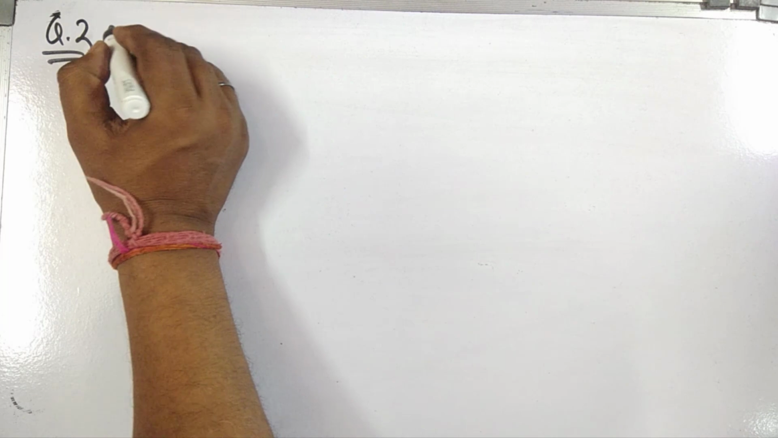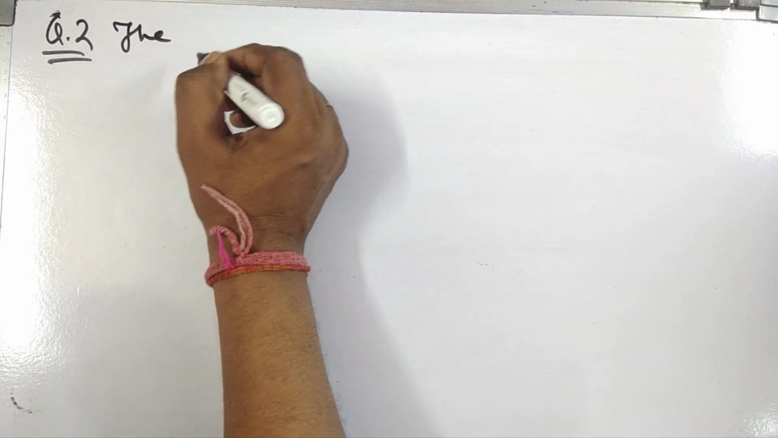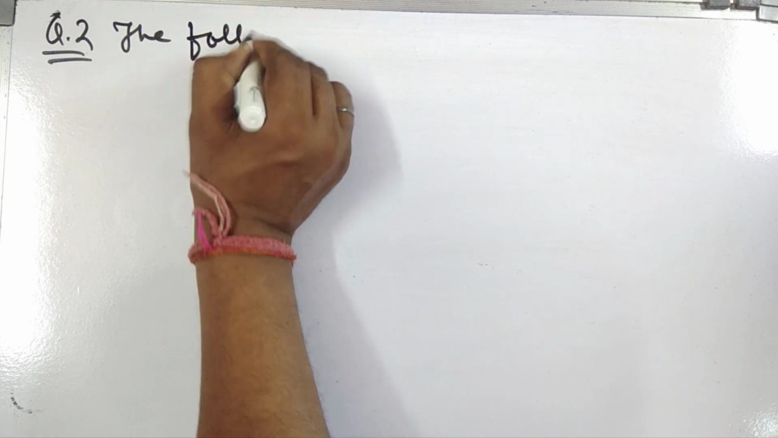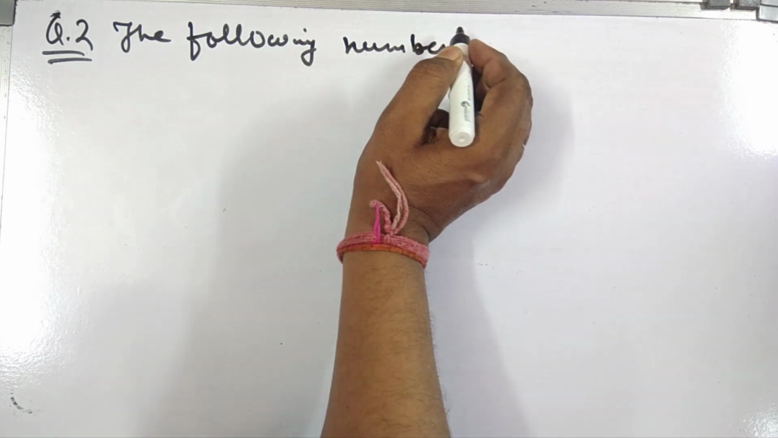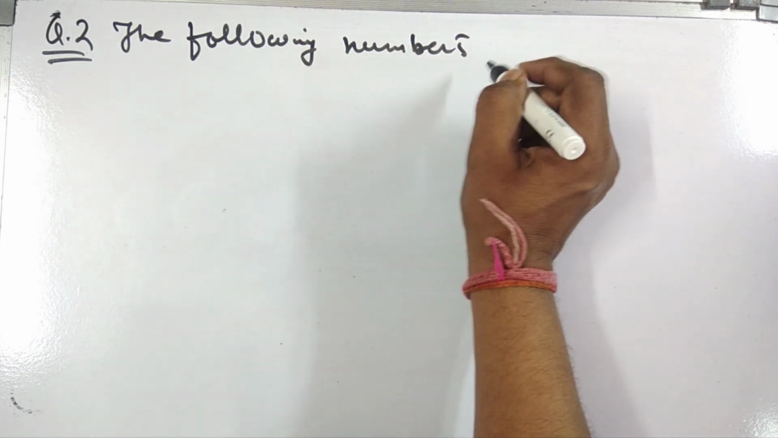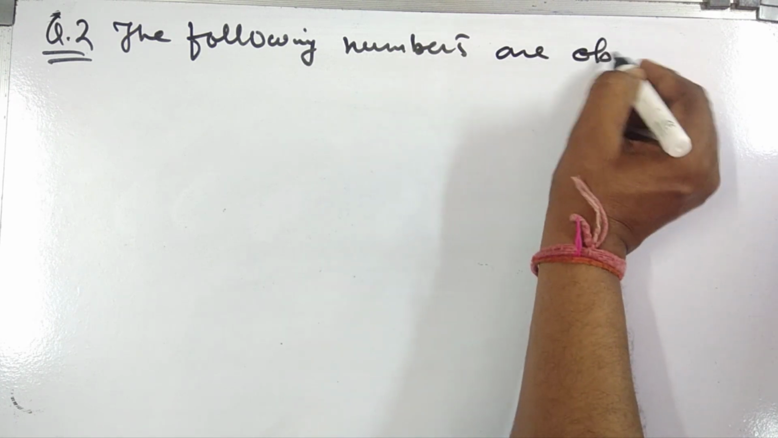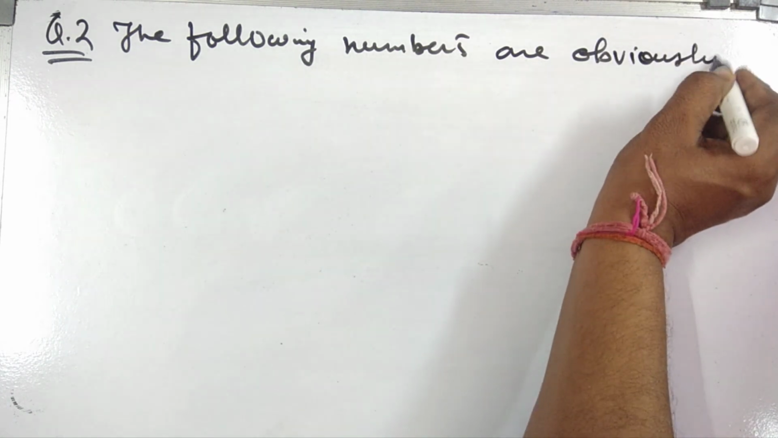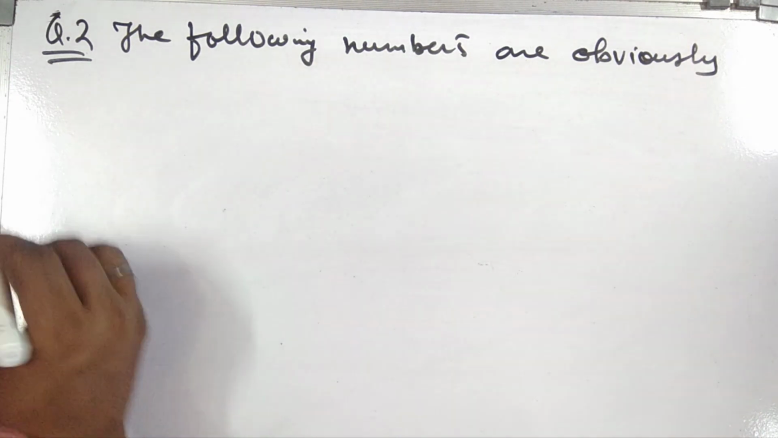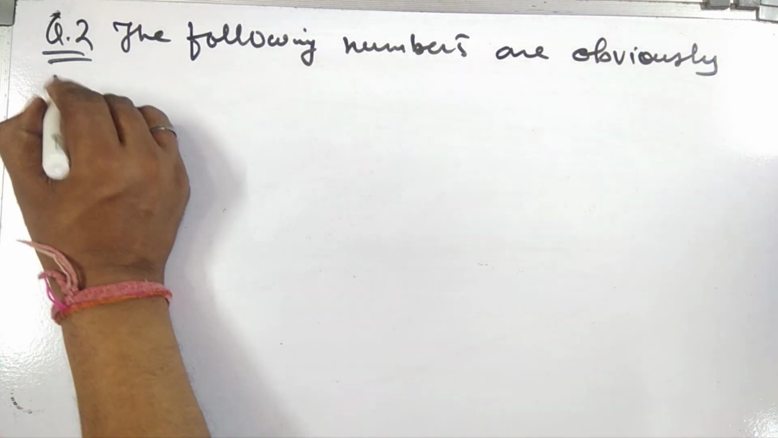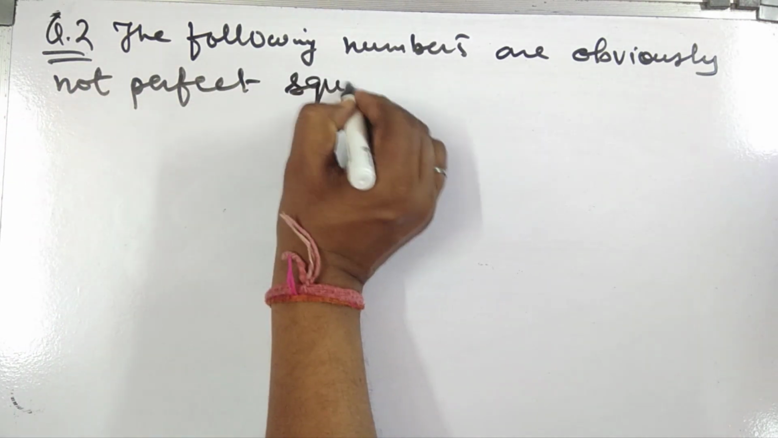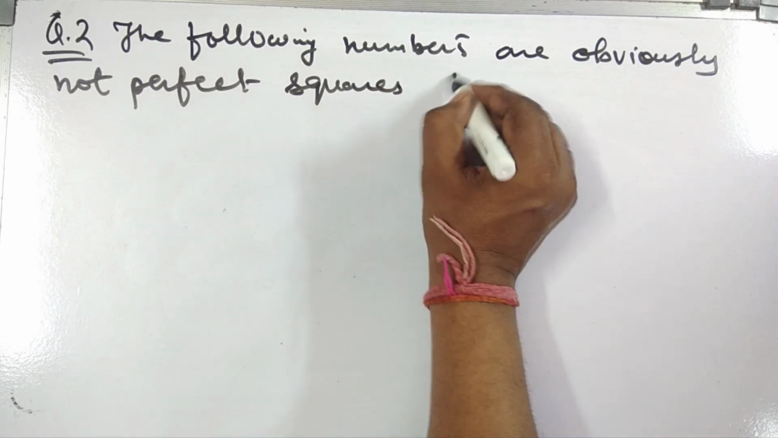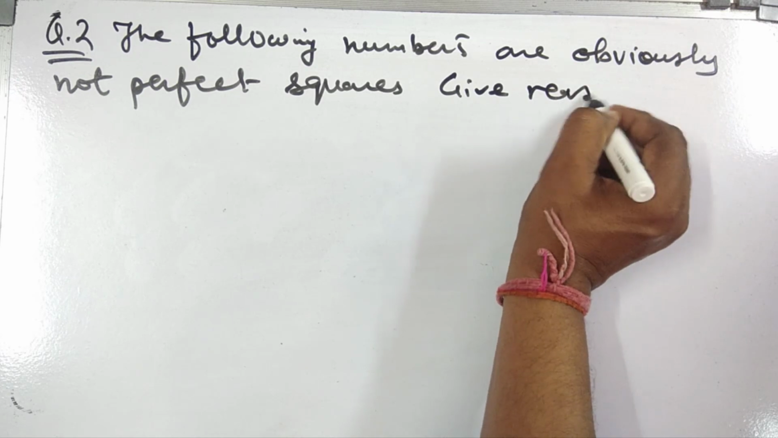Question number 2. The following numbers are obviously not perfect squares. Give reason.